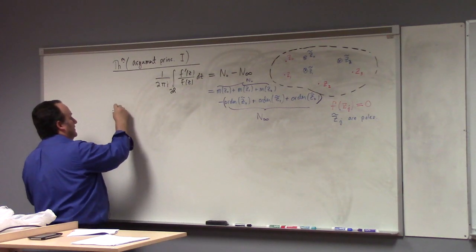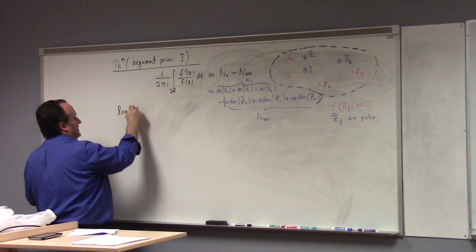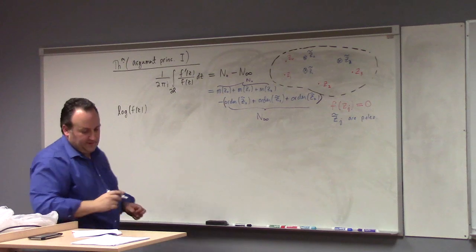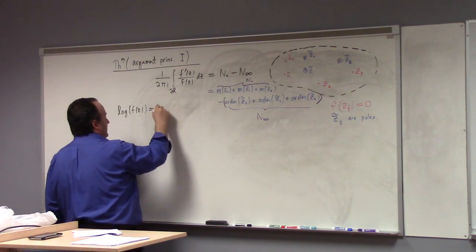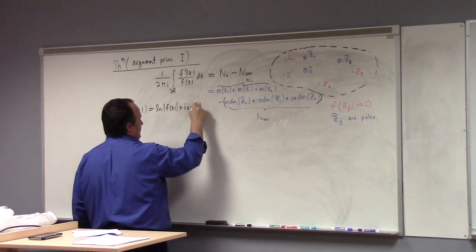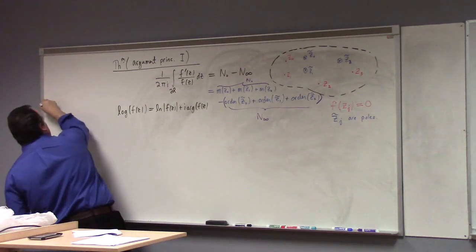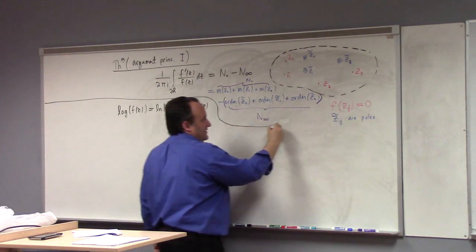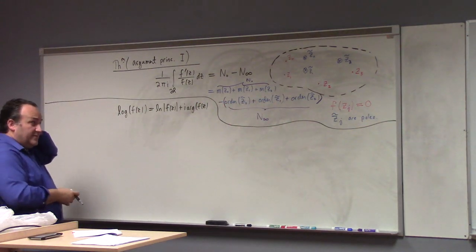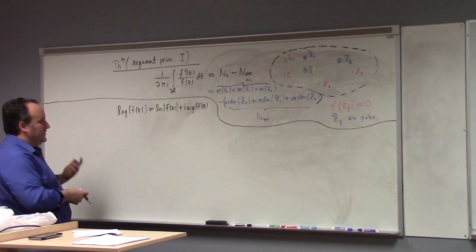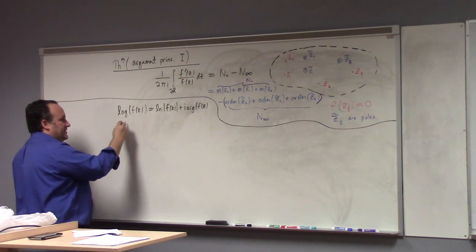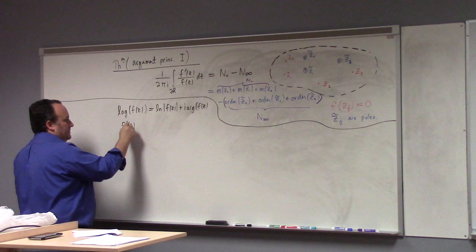So if we look at the log of f of z, the log of f of z is going to be equal to the natural log of the absolute value of f of z plus i times arg of f of z. So please understand these calculations I'm about to make as being done with respect to a particular choice, a particular branch of the logarithm, all right? Whatever branch you pick, we can differentiate that branch, and it all works out the same. Like the derivative of this is what? It's f prime of z over f of z, right?